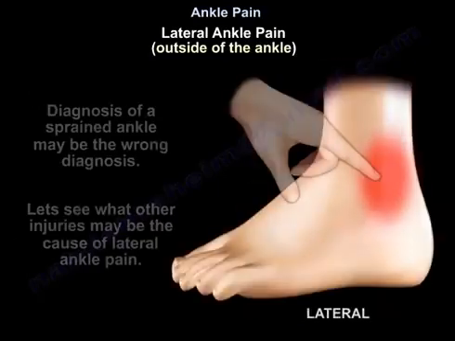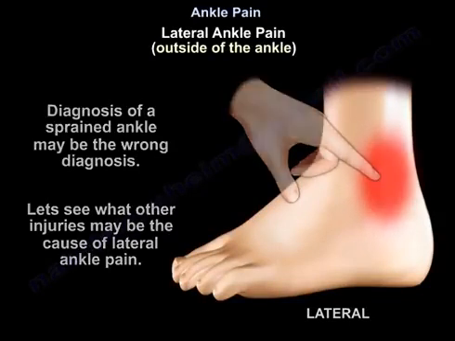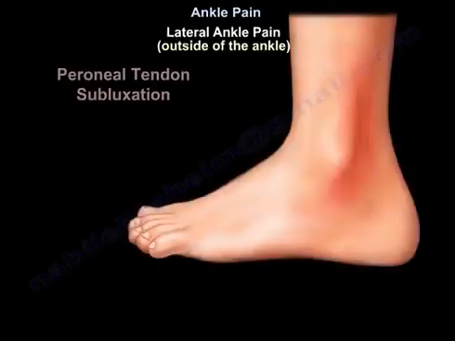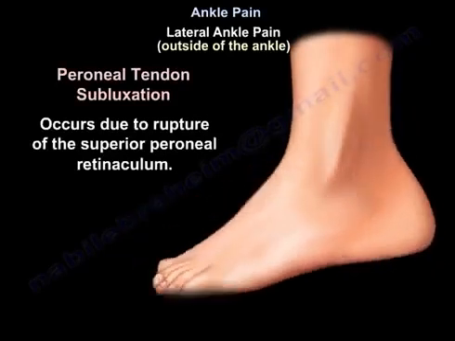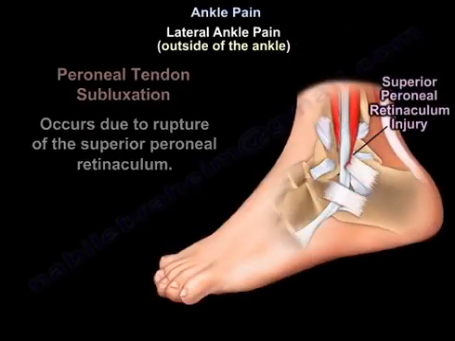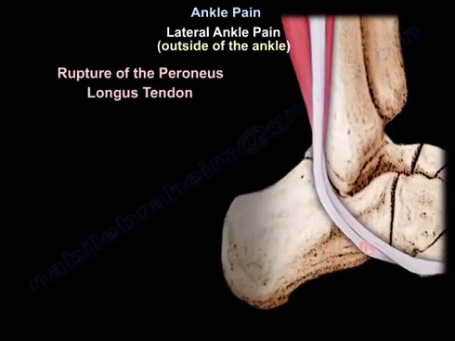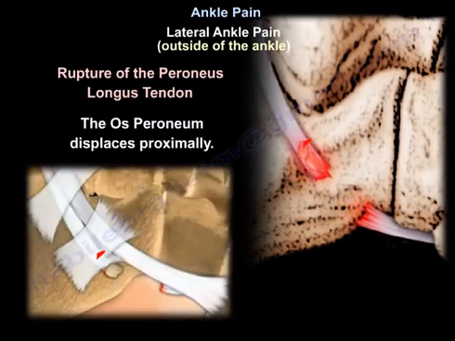The diagnosis of a sprained ankle may be the wrong diagnosis. So let's see what can cause pain on the outer side of the ankle. The patient can have peroneal tendon subluxation due to rupture of the superior peroneal retinaculum. The patient may also have rupture of the peroneus longus tendon, where you can see the os peroneum is displaced proximally.